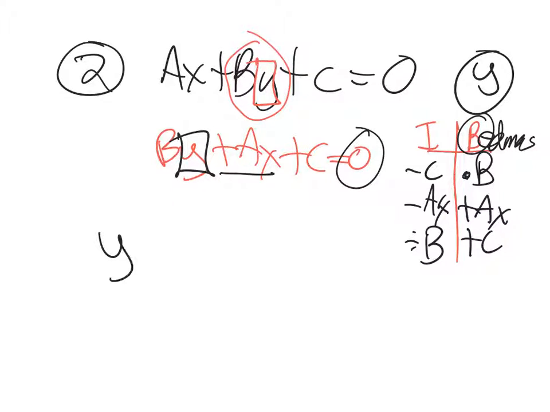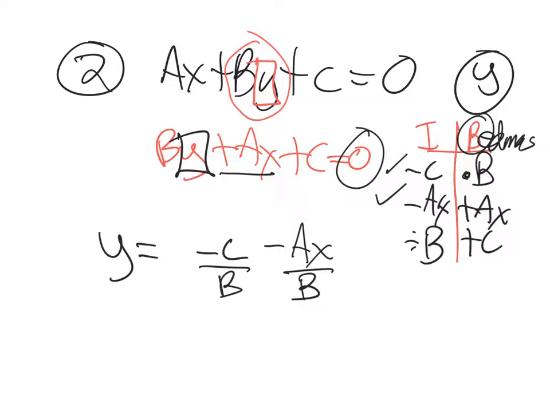So what does y equal? Well, y equals 0 minus c minus ax, that gives those first two, and then divides by b. In this case, I'm going to do both of those.